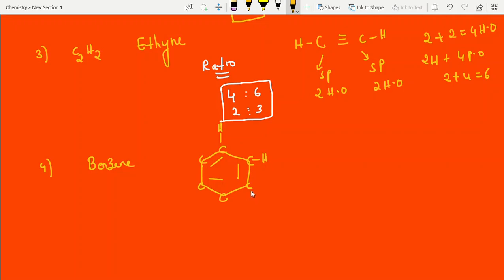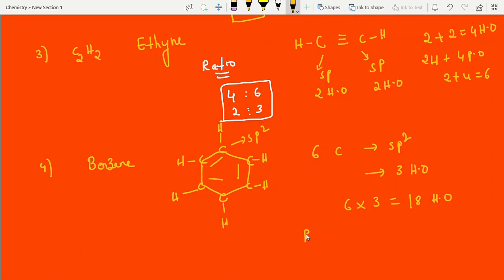Each carbon here involves sp2 hybridization. Why? Because at least one double bond is there, so we call it sp2. How many carbons? 6 carbons with sp2 hybridization. How many hybrid orbitals does sp2 have? 3, that is 1 plus 2. So 6 into 3 gives 18 hybrid orbitals in hand.